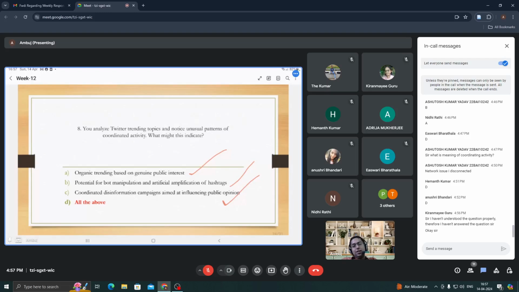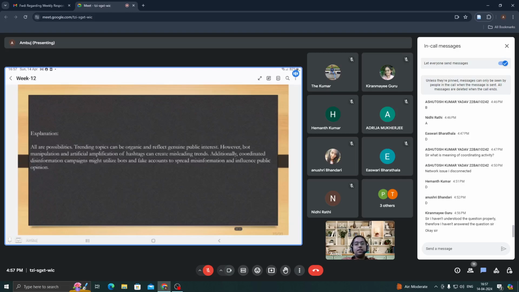Yes, all the possibilities: trending topics can be organic and reflect genuine public interest, or bot manipulation and artificial amplification of hashtags can create misleading trends. Additionally, coordinated disinformation campaigns might utilize bots and fake accounts to spread misinformation and influence public opinion.